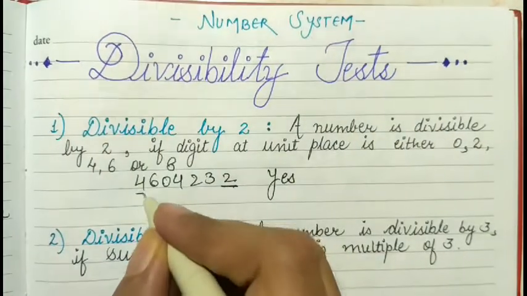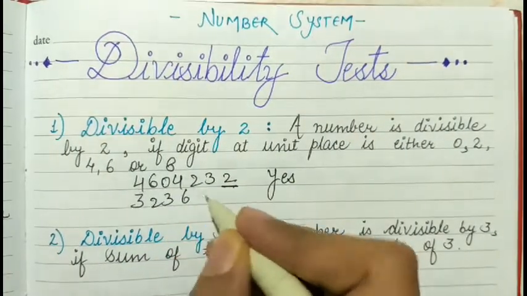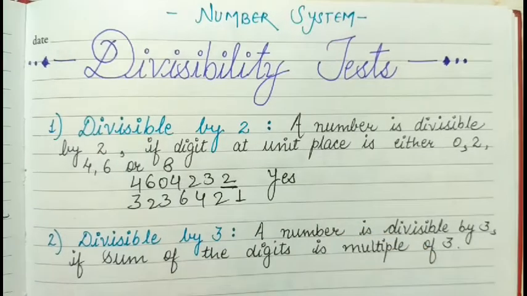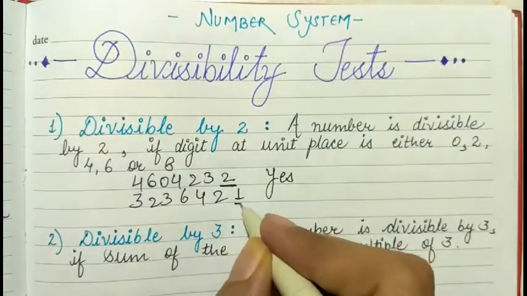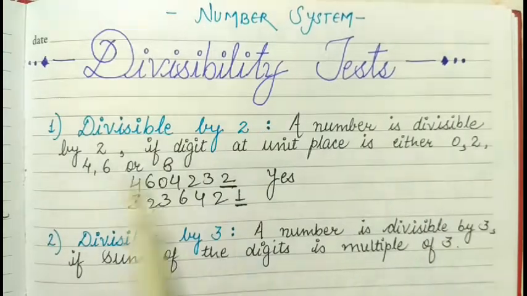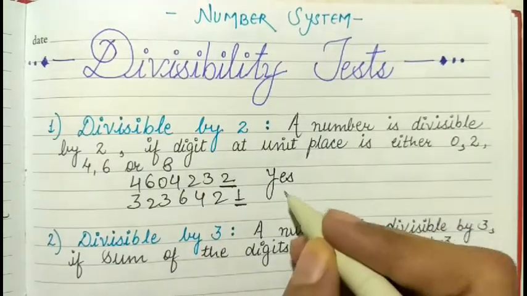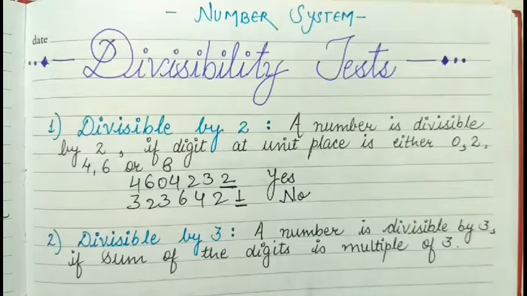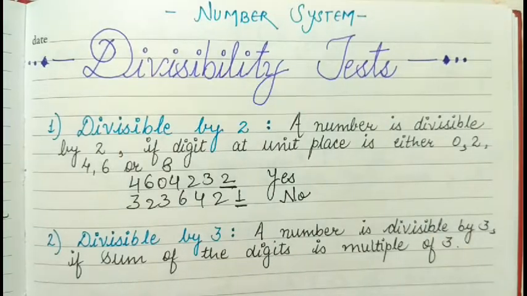Let's take another number, 3236421. Just look at the unit digit. Unit digit is 1, which is not satisfying our rule. So we can simply say the number is not divisible by 2.